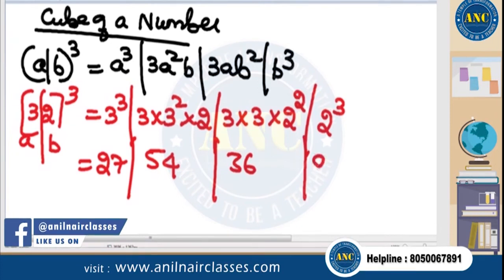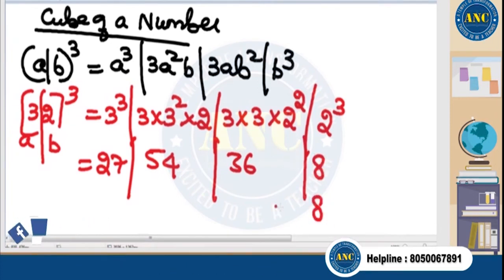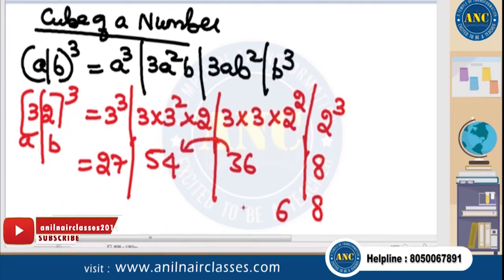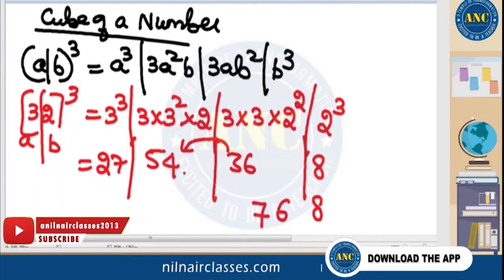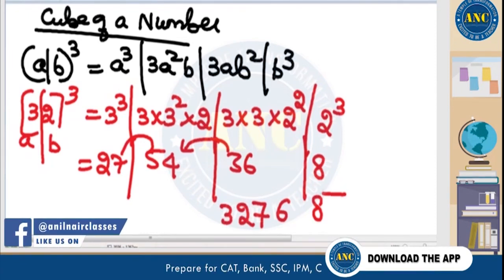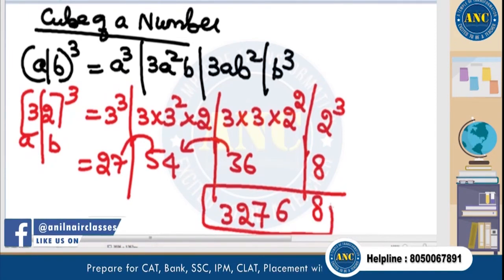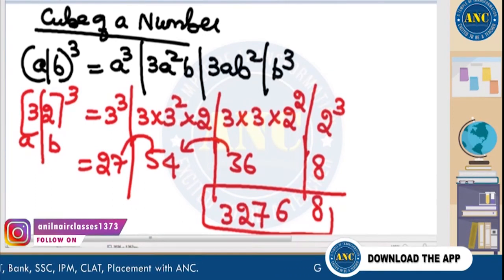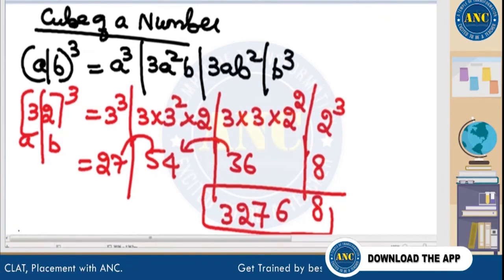2 cube is 8. Write down the unit digit 8. Write down the unit digit 6. 3 carried. 54 plus 3, 57. 7. 5 carried. 27 plus 5 is 32. Answer is 32768. Please write down.